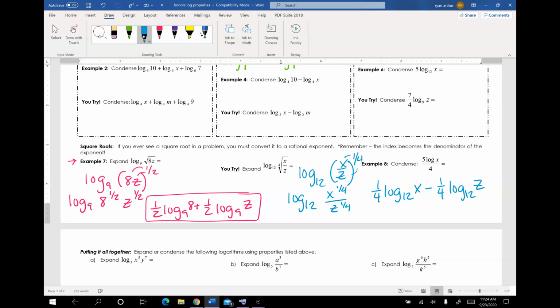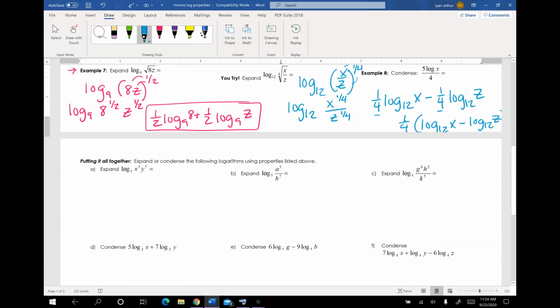Now, there is another way you could have written example 7 in the U-try. You see how these both have a 1/4 in front? You could pull it out, but you would have to remember your parentheses here. Okay, the parentheses are very important. That's why I did it that way, so it was less notation error. But either answer is the same thing. Okay, all right. Let's keep expanding.